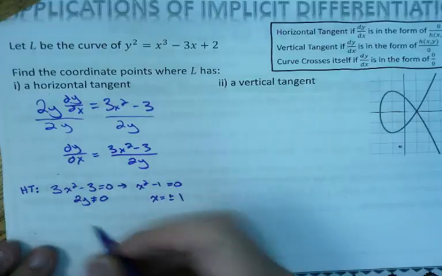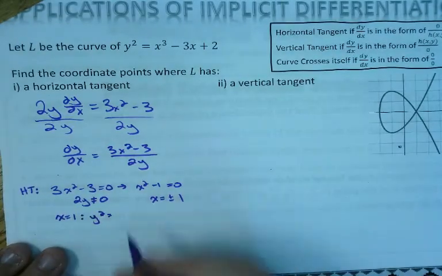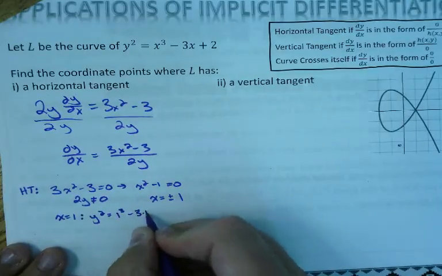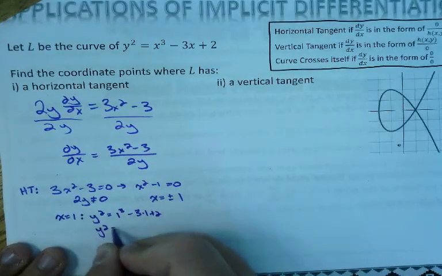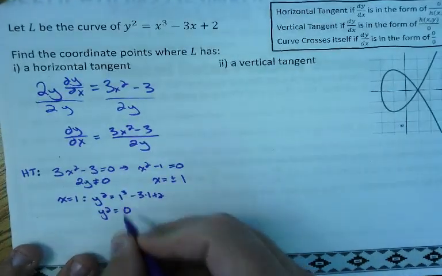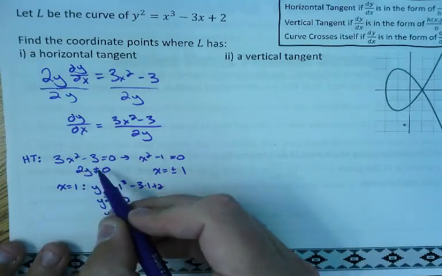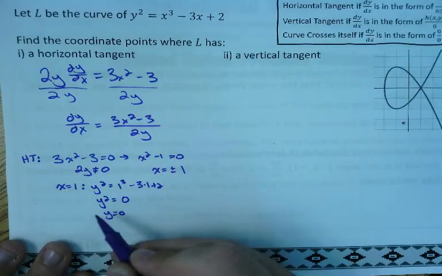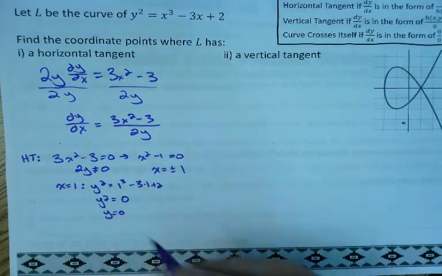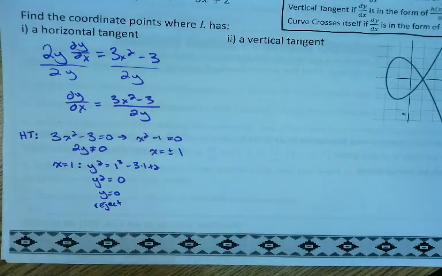If I plug in x equals 1 into that top equation, I'm going to get y squared equals 1 cubed minus 3 times 1 plus 2. If you do that math, what does y squared equal? It's 0? So y equals 0. Is that okay? Why is it not okay? Because 2y cannot equal 0, so that means if I multiply this by 2 on this side, we get 2y equals 0. So we're going to reject this. We're rejecting x equals 1.